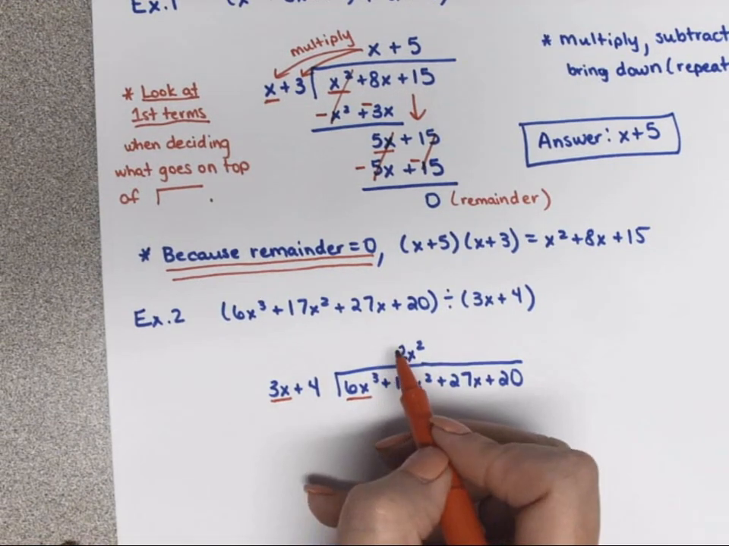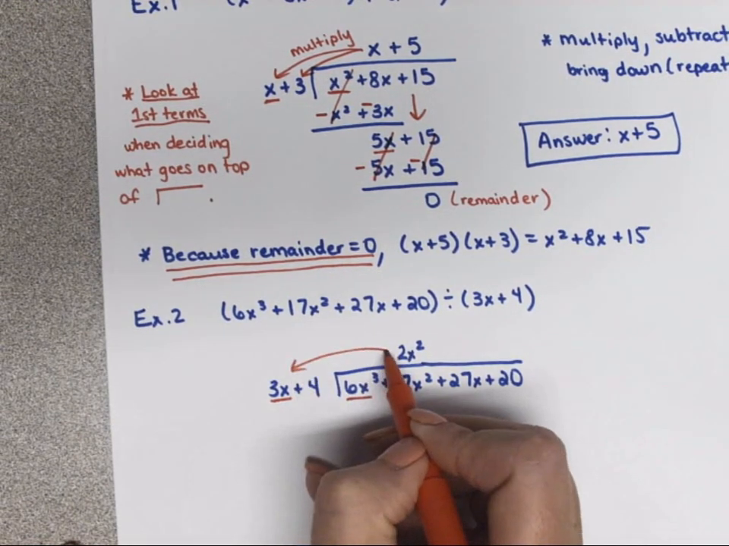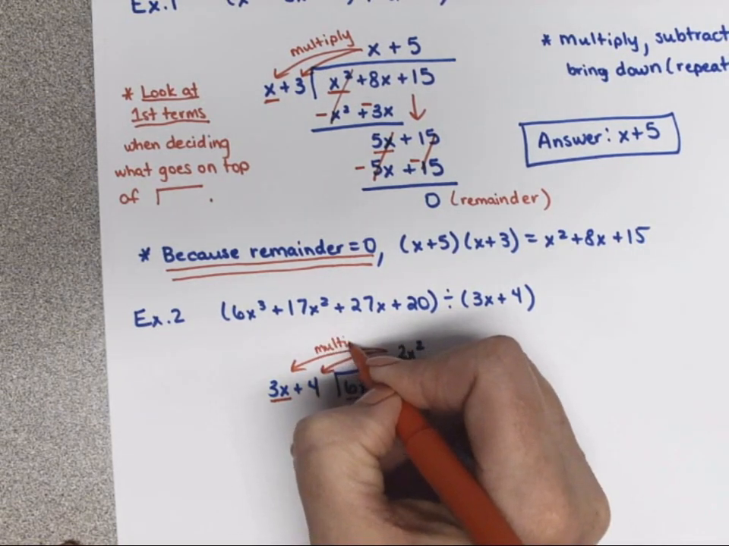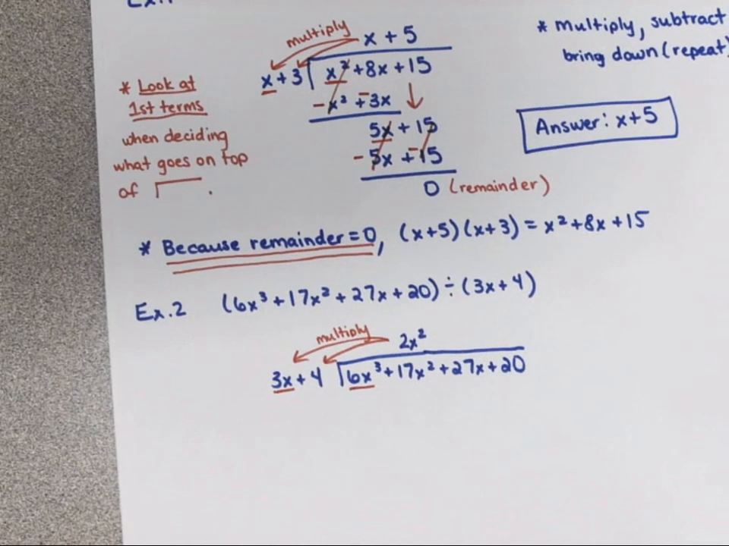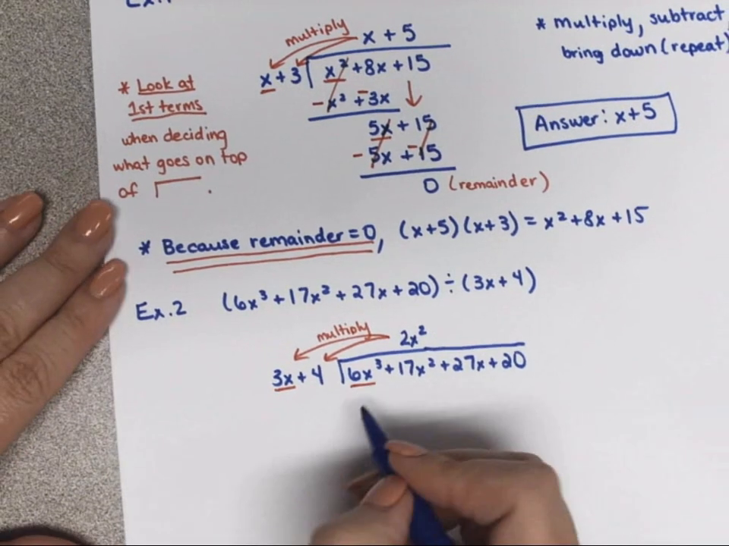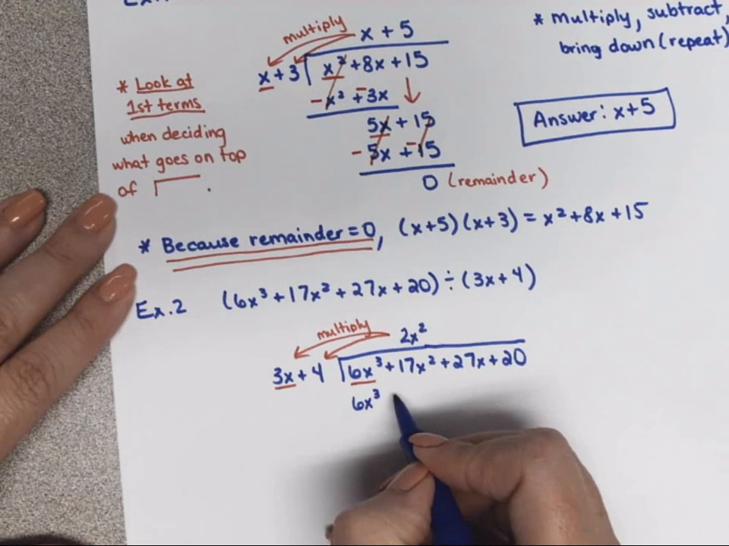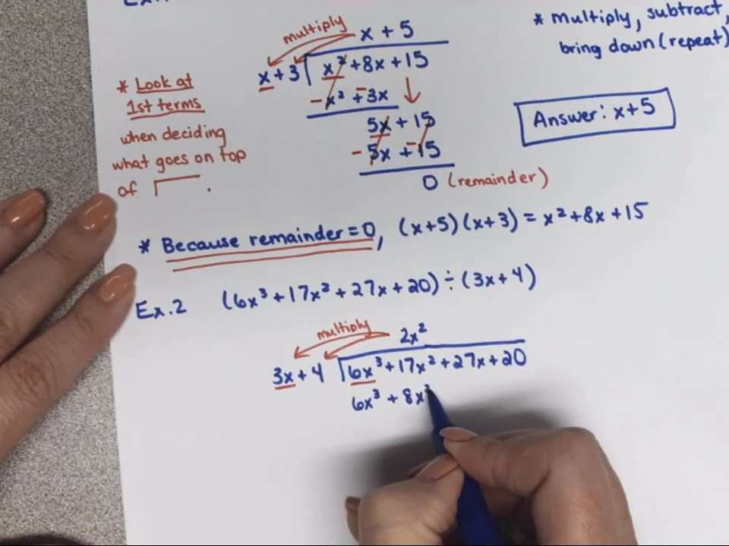And then I need to start my threefold process, right? What's the first step of my threefold process? Multiply first. Okay, so 2x squared times 3x is 6x cubed. 2x squared times 4 is plus 8x squared.